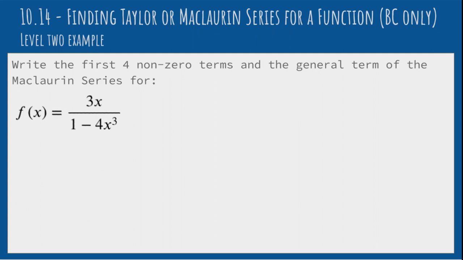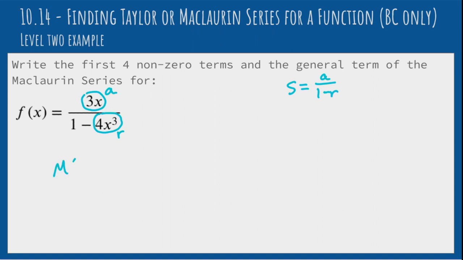But if you notice, this function is written in the form of the sum of a geometric series. Remember, the sum of a geometric series is the first term over 1 minus the common ratio, as long as the common ratio is between -1 and 1. If we look at this function here, we can think of the numerator as the first term in a geometric series, and we can think of this 4x cubed as the common ratio. And so we can build our Maclaurin series using that.